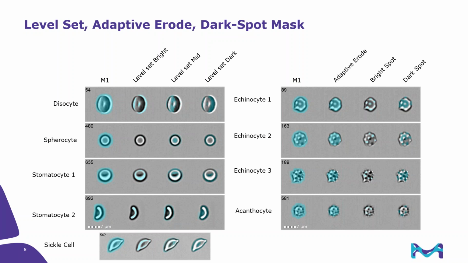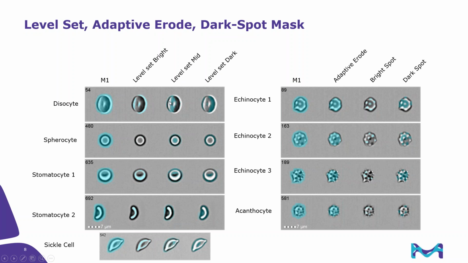Another mask that was developed and recently implemented in IDEAS is the level set mask. This shows you a series of red blood cell morphologies with the various level set masks. It kind of gives you an idea as to what you can expect from them. The level set bright is going to identify just the bright regions within the bright field image. The level set mid is going to identify the mid-level intensities within the image. And the level set dark is going to identify the darkest pixels within the image.